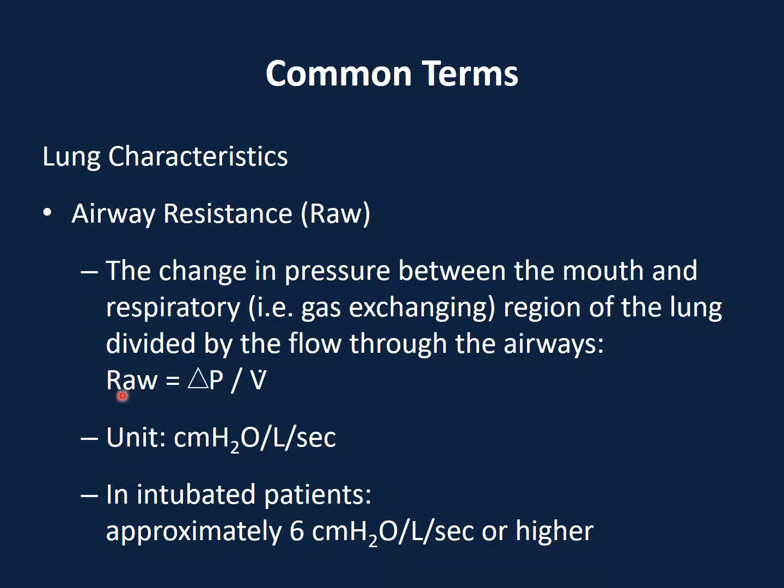So in this case, if we're referring to change of pressure over flow, please remember there's a dot over the V to represent flow, and flow is expressed in either liters per minute or liters per second, and in this case it's liters per second. Okay, and therefore the unit is centimeters water per liter per second. So normally for most patients, just generally intubated patients have approximately 6 centimeters water per liter per second or higher of airway resistance, mainly due to the presence of the endotracheal tube.